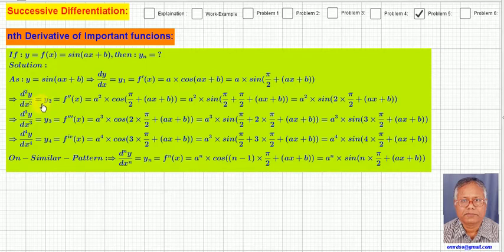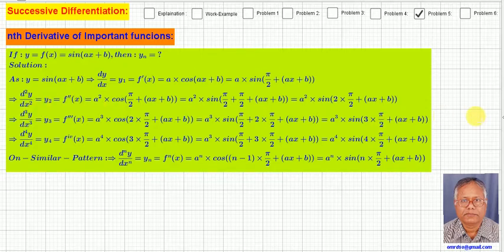Differentiate it to get the second derivative, that becomes a² cos(π/2 + ax + b). Arrange it again in sine form: a² sin(π/2 + π/2 + ax + b), that gives you a² sin(2·π/2 + ax + b). Third derivative similarly, a³ cos(2·π/2 + ax + b). Arrange it again, you will get a³ sin(π/2 + 2·π/2 + ax + b), that gives you a³ sin(3π/2 + ax + b).